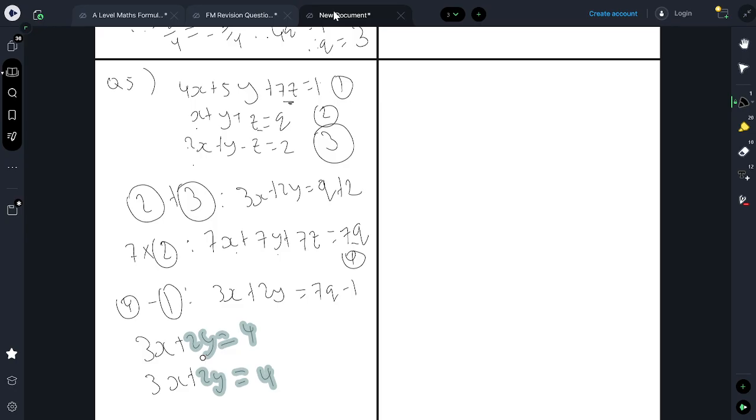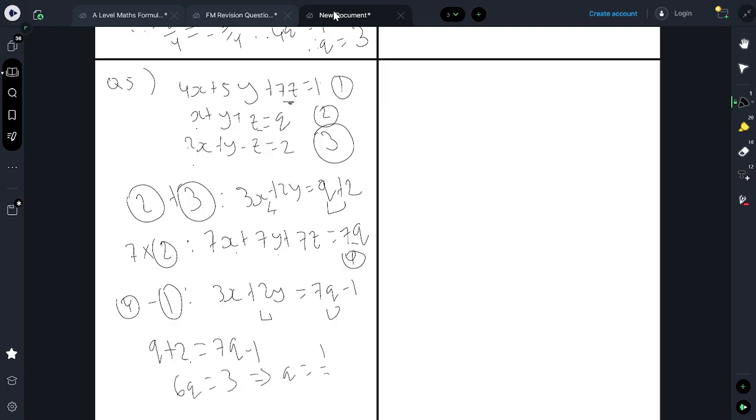But how do we make sure then that the two equations are identical? Well, the left-hand side is the same on both of them, but the right-hand side has to be the same as well. So that would mean q plus 2 has to be equal to 7q minus 1 for them to be equivalent, right? So now we solve for q. So q plus 2 equals 7q minus 1. Let's subtract q. So 6q would be 3. That means q would be a half.